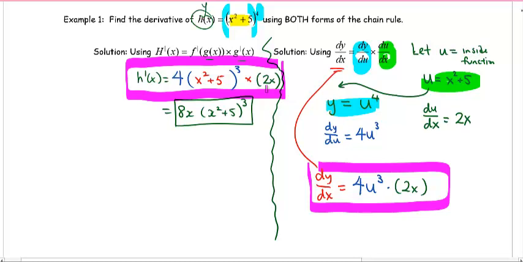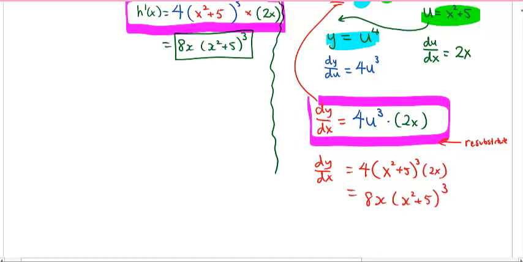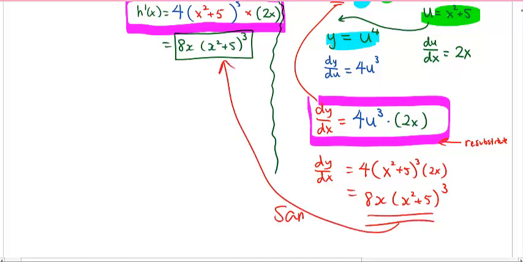But we can't leave our answer with u because we started with x. So now at this stage, resubstitute. And once you've done that, you'll find the answer, dy dx, 4 bracket x squared plus 5 to the power of 3 times 2x, and then like what we did on the left hand side of this example, we just multiplied the 4 and 2x, and lo and behold, same thing.